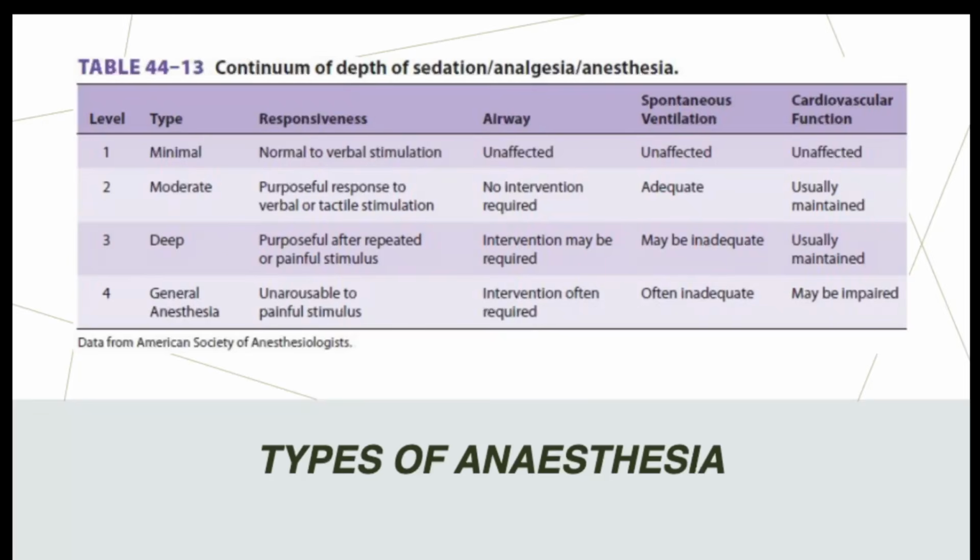Level 3 deep sedation is responsive only to purposeful, the response is only purposeful to pain or to repeated stimulus. Airway intervention may be required. You may need to put in a Goodell airway or do a jaw thrust. Spontaneous ventilation may be inadequate here, and supplemental oxygen is often needed. Cardiovascular function is usually maintained though. So that deep level of sedation is done often for ERCPs, for endoscopic ultrasound and biopsying, for TEVARs and EVARs, for example. For general anesthesia, number 4, we all know the patient is unrousable to painful stimulus. Airway intervention is needed. Spontaneous ventilation is inadequate, and CVS function and blood pressure may be affected.